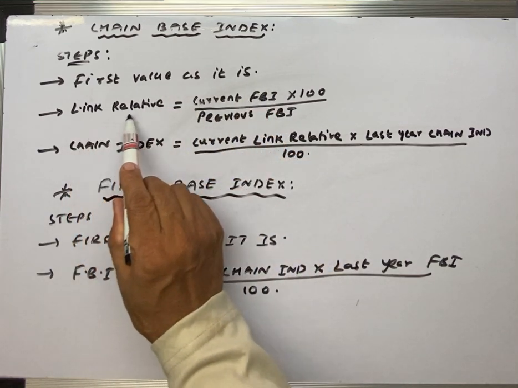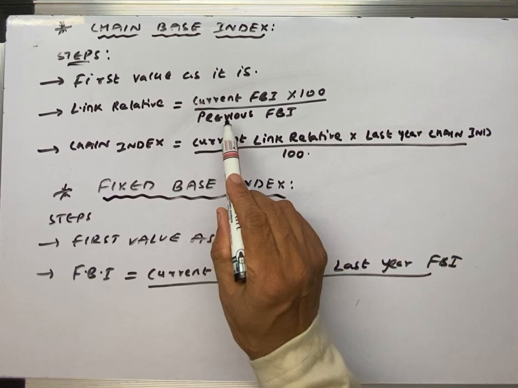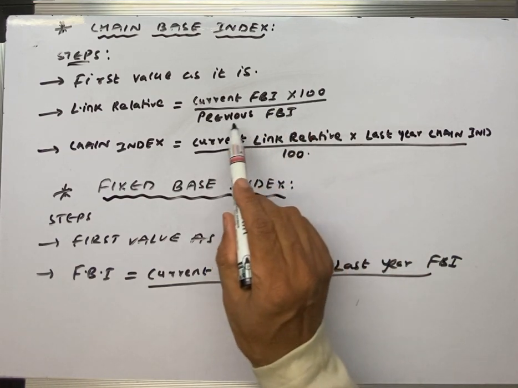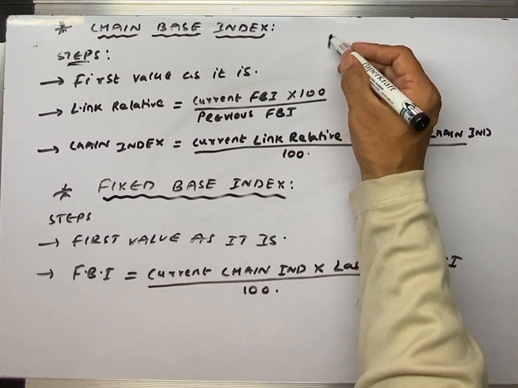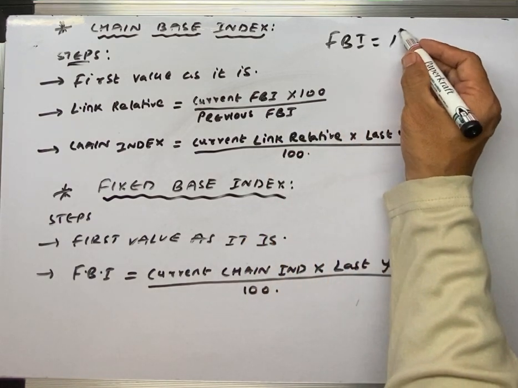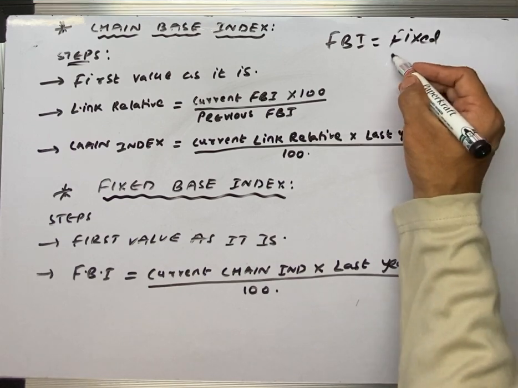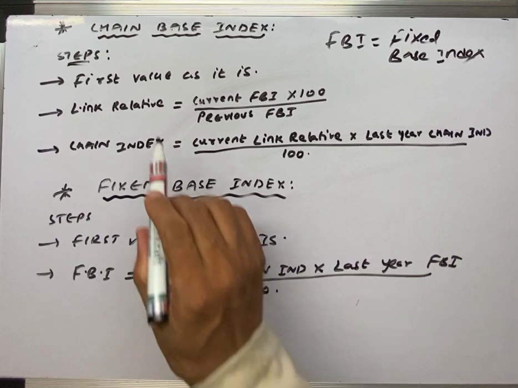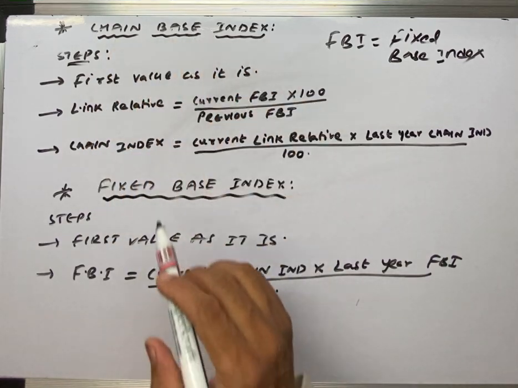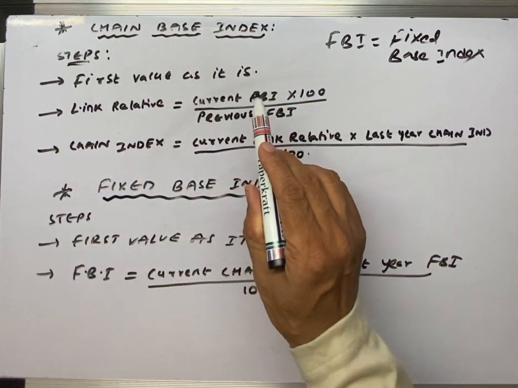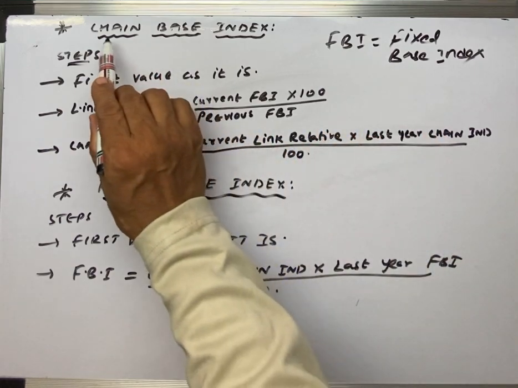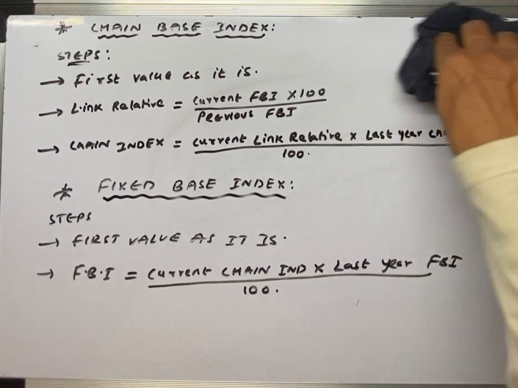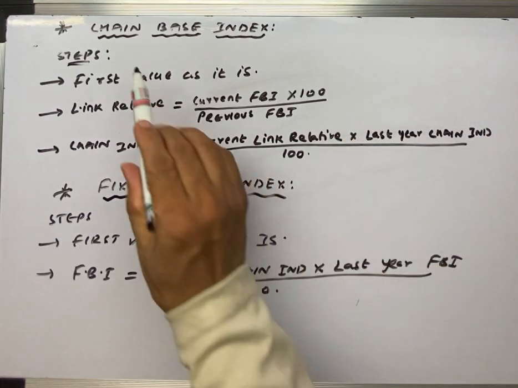Then you have to find link relative column. Link relative is current FBI, means fixed base index, into 100 divided by previous fixed base index. Here FBI means fixed base index. CBI is chain based index. So don't think Central Bureau of Investigation and Federal Bureau, not like that. Chain based index and fixed base index. So these are the names which you have to remember.